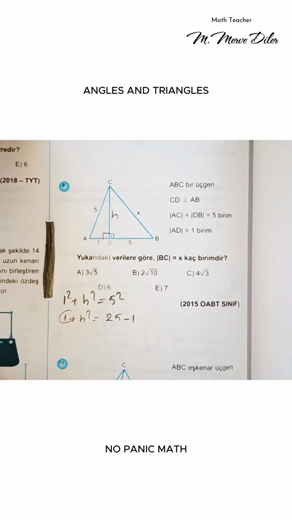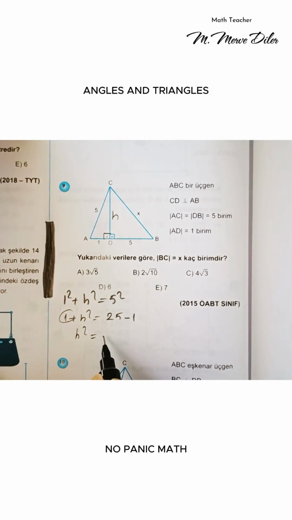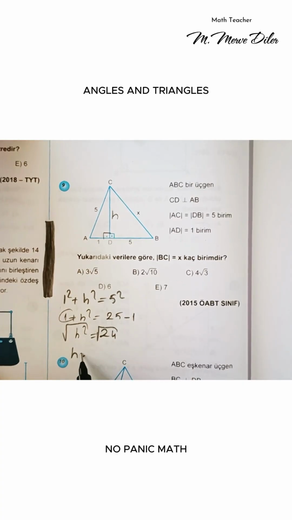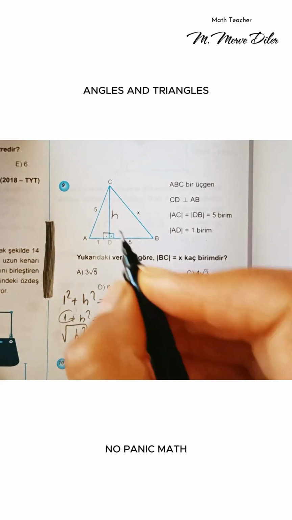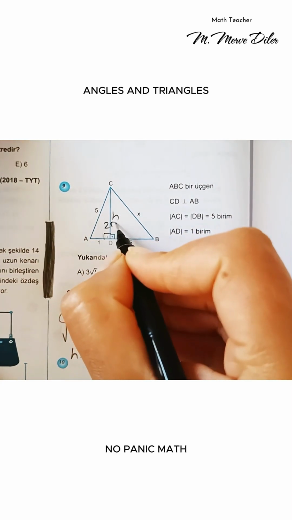Let's move the 1 to the other side as a negative. H squared equals 24. Let's also put this under a square root, guys. 24 is the product of 4 and 6. The 4 will come out of the square root as 2. So, our height, that is, our h, will be 2 root 6, friends. This part is 2 root 6.